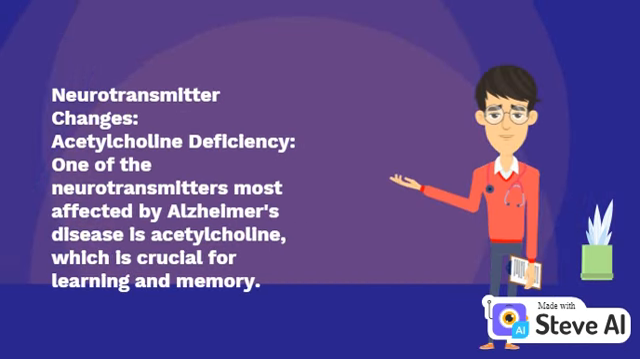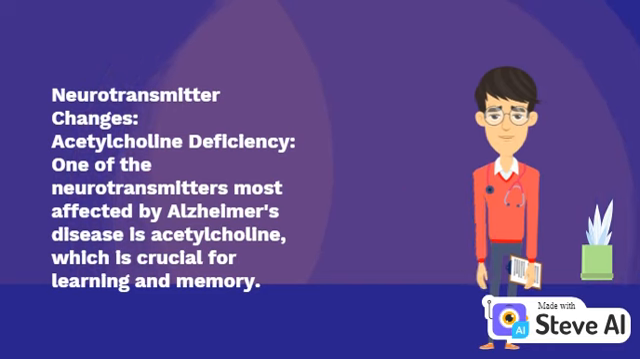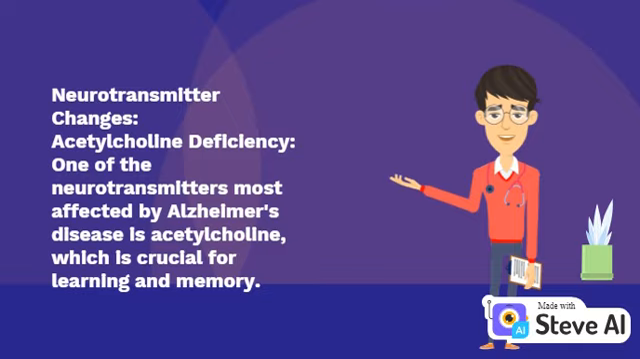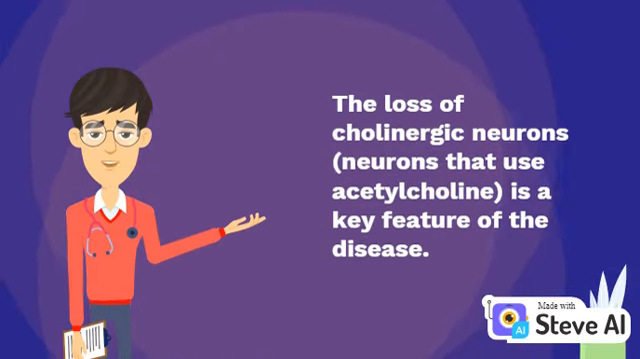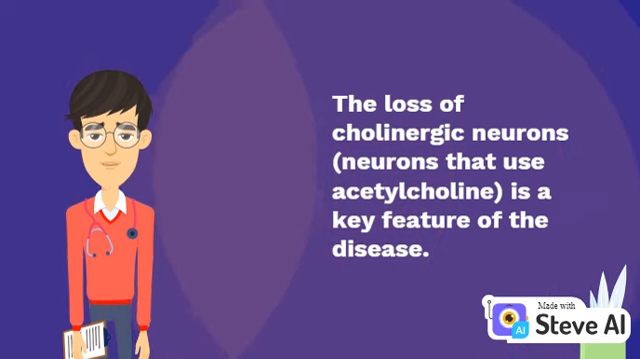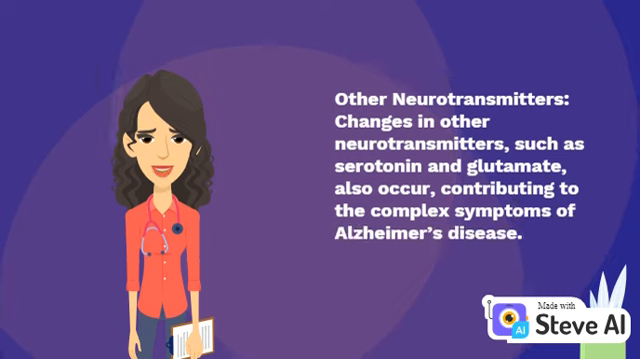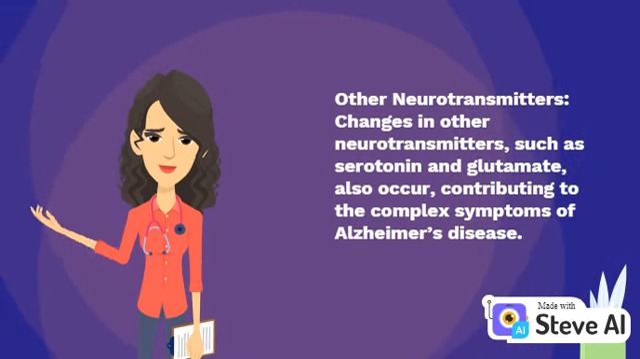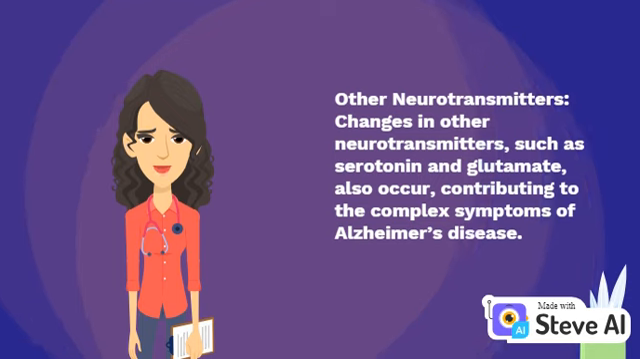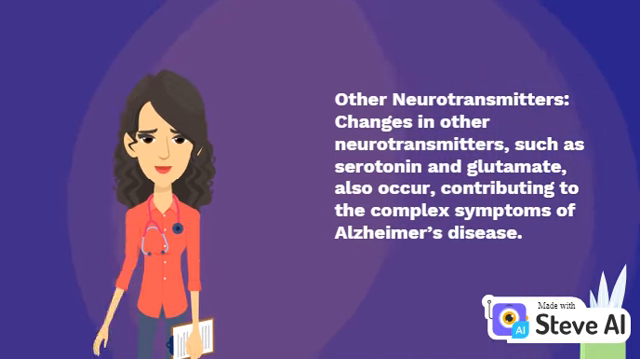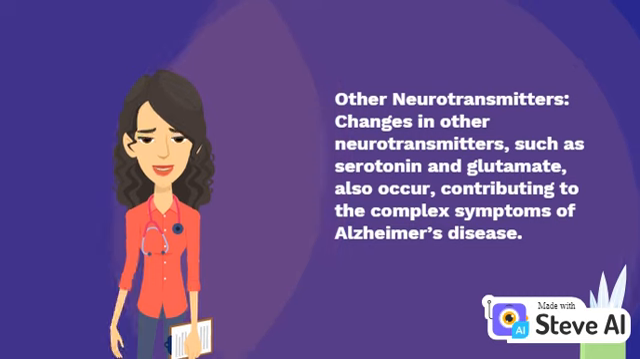Neurotransmitter changes. Acetylcholine deficiency. One of the neurotransmitters most affected by Alzheimer's disease is acetylcholine, which is crucial for learning and memory. The loss of cholinergic neurons, neurons that use acetylcholine, is a key feature of the disease. Other neurotransmitters. Changes in other neurotransmitters, such as serotonin and glutamate, also occur, contributing to the complex symptoms of Alzheimer's disease.